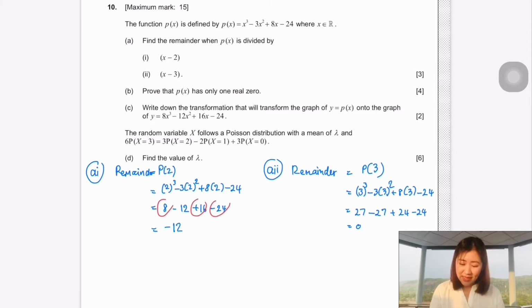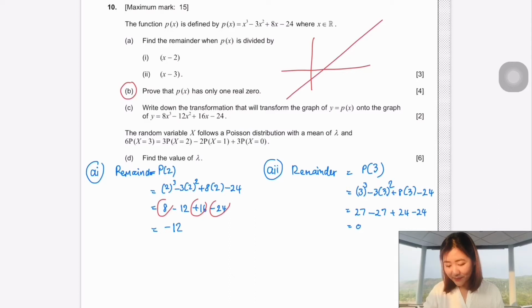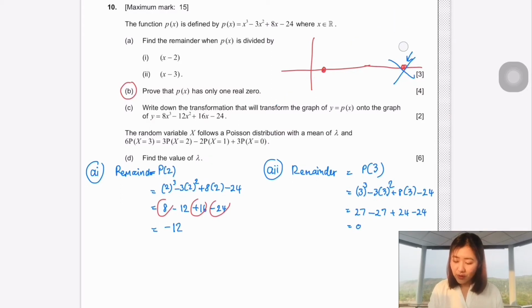Okay. And then (b), prove that p(x) has only one real zero. What does it mean, one real zero? One real zero is like if you draw a graph of p(x), you're going to get one x-intercept. Suppose this is your graph. It must cut here just only once. You cannot go back down and cut the x-axis one more time. So you go up all along, or you go down all along, and cut only once.